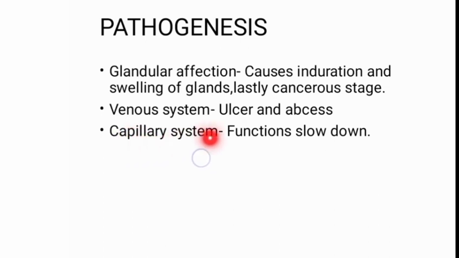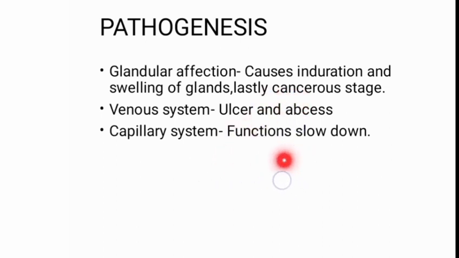What does it cause in the glands? It causes induration and swelling of the gland, lastly causing a cancerous stage. Induration means hardness of the gland, which is why a cancerous stage may happen. In the venous system, conditions like varicose veins and varicositis are where the carbon group acts very well if the mental symptoms correspond. In the capillary system, it slows down the function.